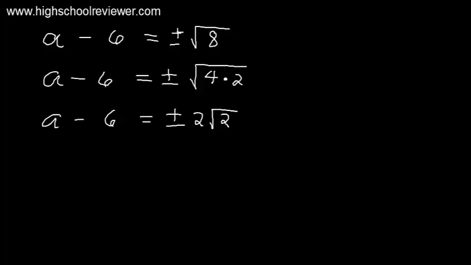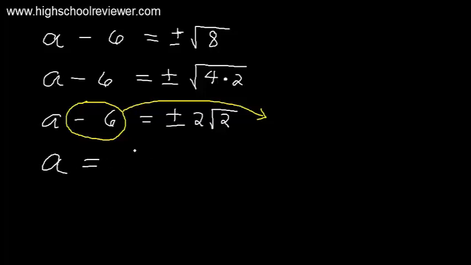Now to find for a, we need to transpose negative 6 to the other side. So transpose that to the other side. Transposing, what will be left on the left side will be positive a, and we will have here plus minus 2 square root of 2. If we transpose negative, this will change sign, this will become positive 6. So to find for a, there will be two values.